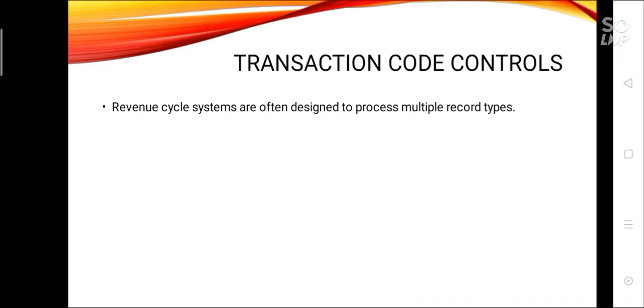For example, a payment was cash but it was coded as check. So we will have either overstated accounts receivable or understated accounts receivable.